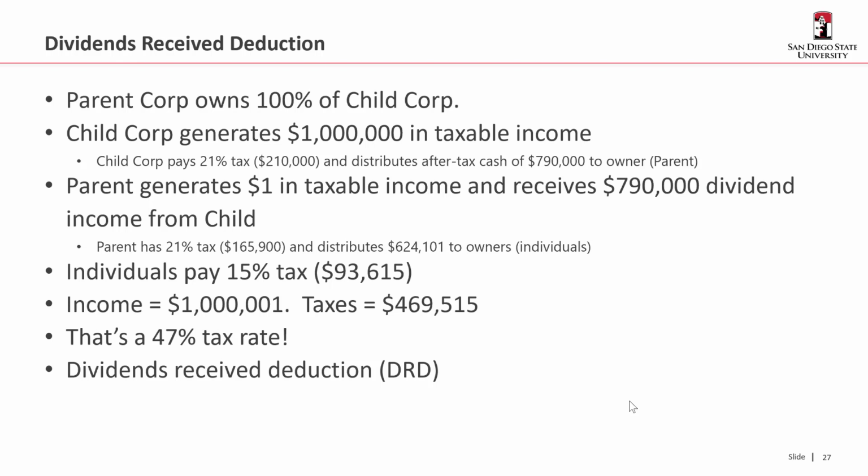And so this is the purpose behind the dividends received deduction. It's designed to mitigate the effects of double taxation when you have a chain of corporations, parent, child, grandchild, et cetera, et cetera.